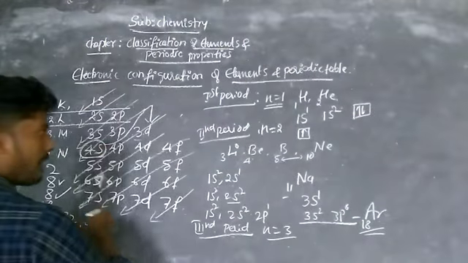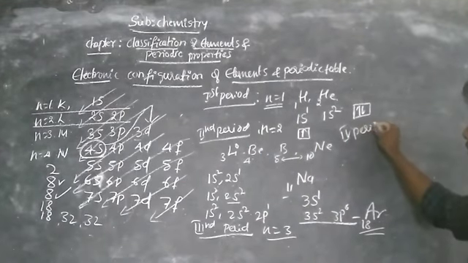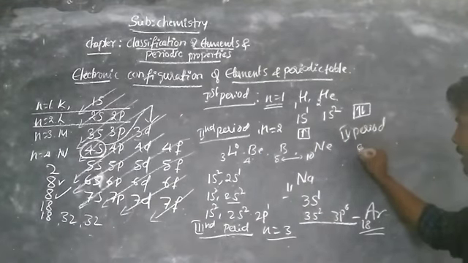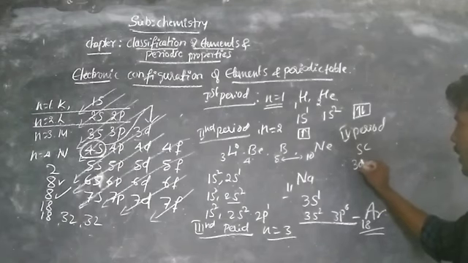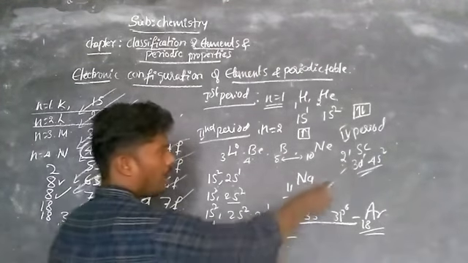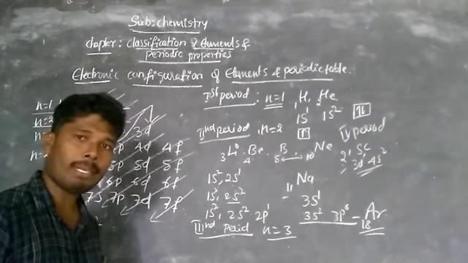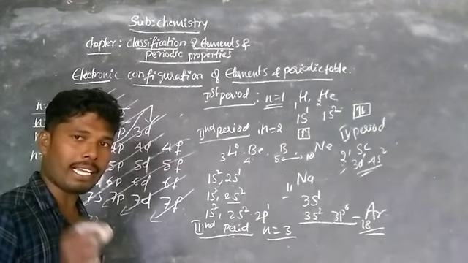The electronic configuration for the fourth period scandium is 3d1 and 4s2. Its atomic number is 21. Okay, like that. See here, the d orbital is incompletely filled. The d orbital has the ability to hold 10 electrons maximum.